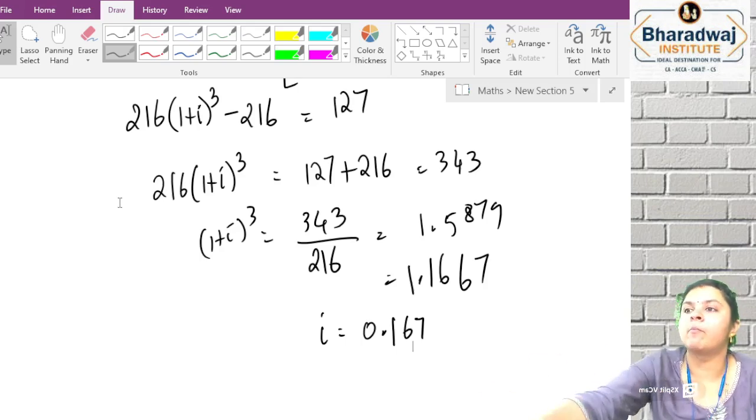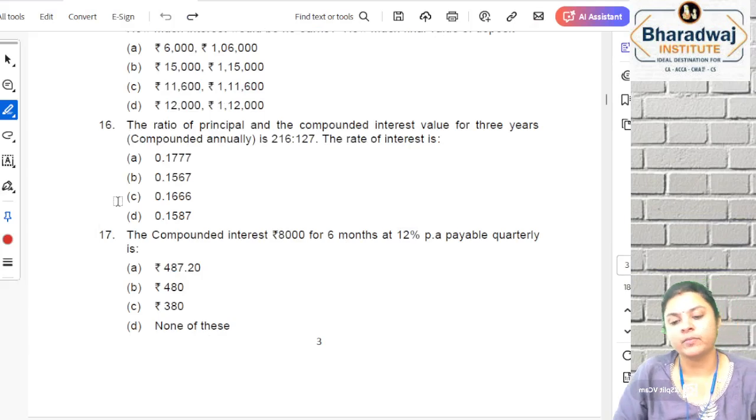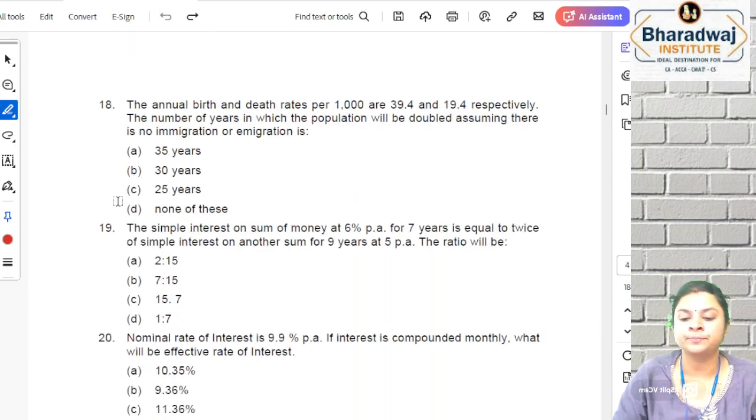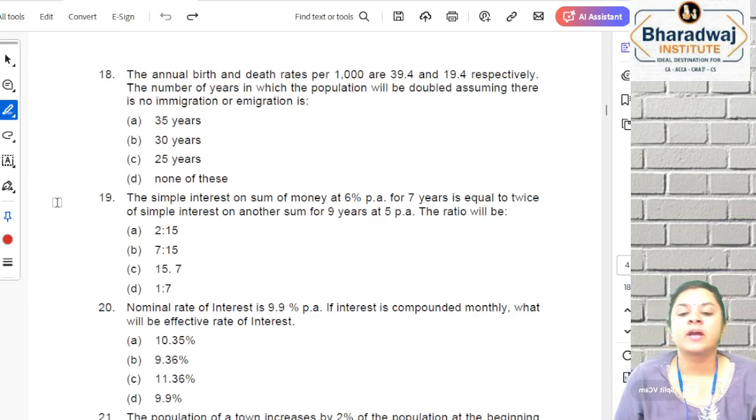Shall we continue? 17th. Compound interest for 8,000 at 6 months payable quarterly. I believe you can do on your own. 18th. The annual birth and death rates per thousand are 39.4 and 19.4. The number of years in which the population will be doubled, assuming no immigration or emigration, is.